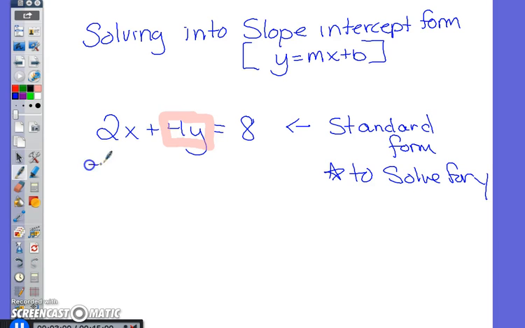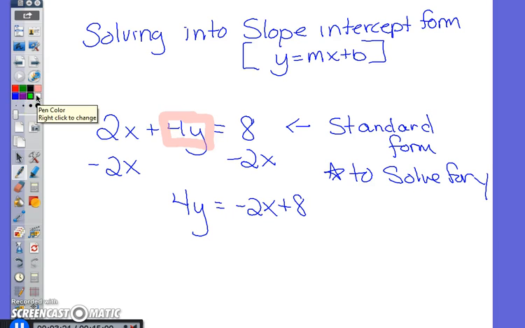First thing I'm going to do is subtract the 2x. Now, some of you are going to think 8 minus 2x is 6. They are not like terms. You cannot combine them. So you're going to get 4y equals negative 2x plus 8. The next thing you're going to say is, hey, Mrs. Scheitzer, why is it 8 minus 2x? Well, if you look in your y equals mx plus b form, it's mx, and then it's b. So I have to put it in that proper form.